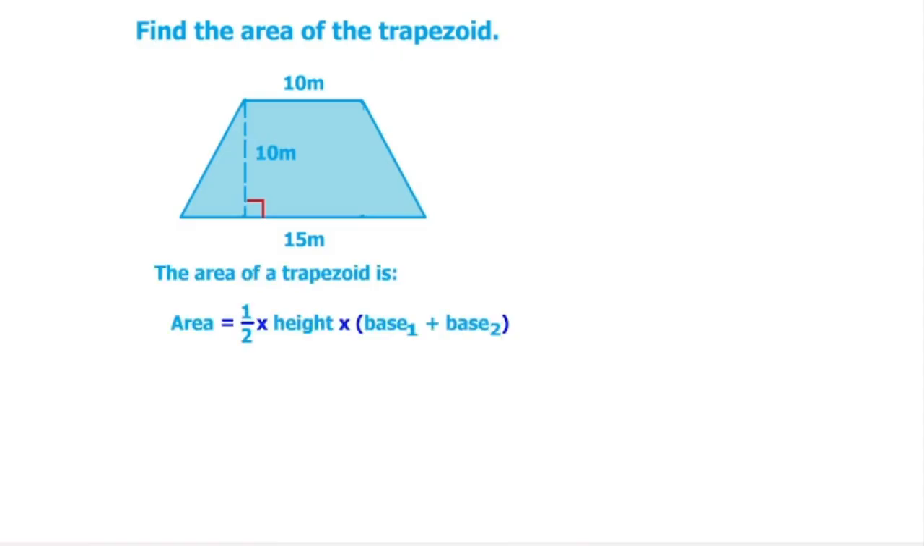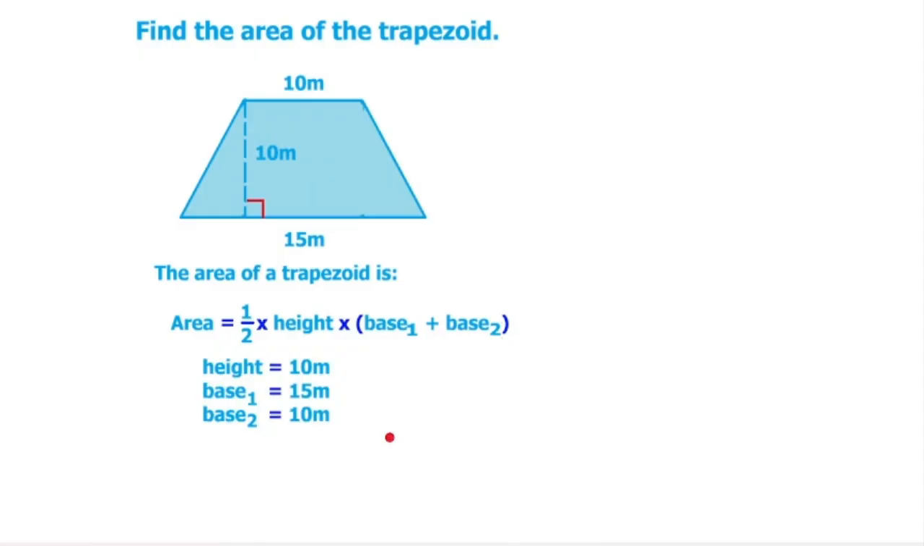So the first thing to know is the area of a trapezoid is calculated with this equation. Half times the height times the base 1 plus base 2 in brackets, okay? So you have to do this operation first because it's in brackets.